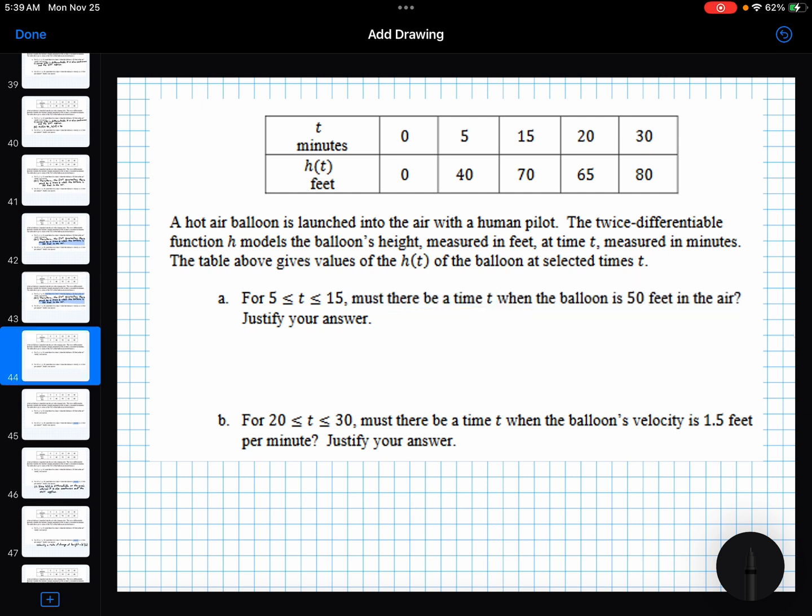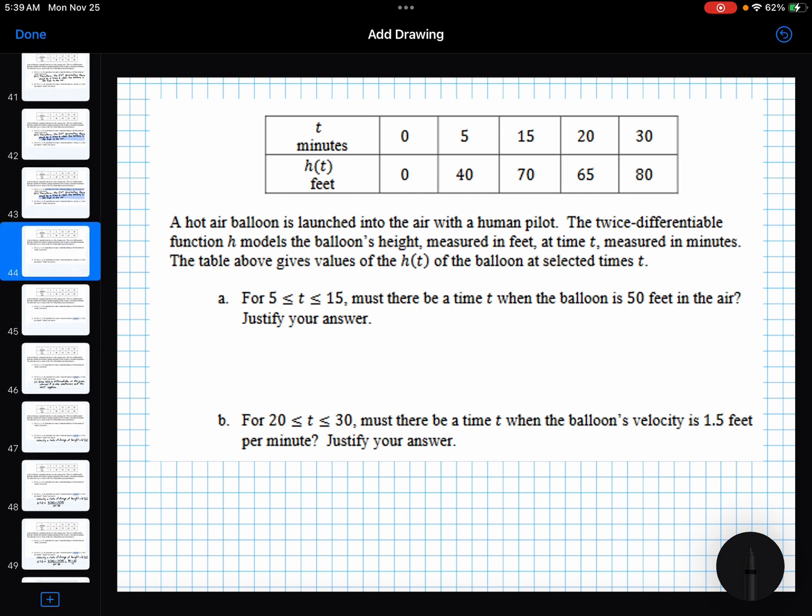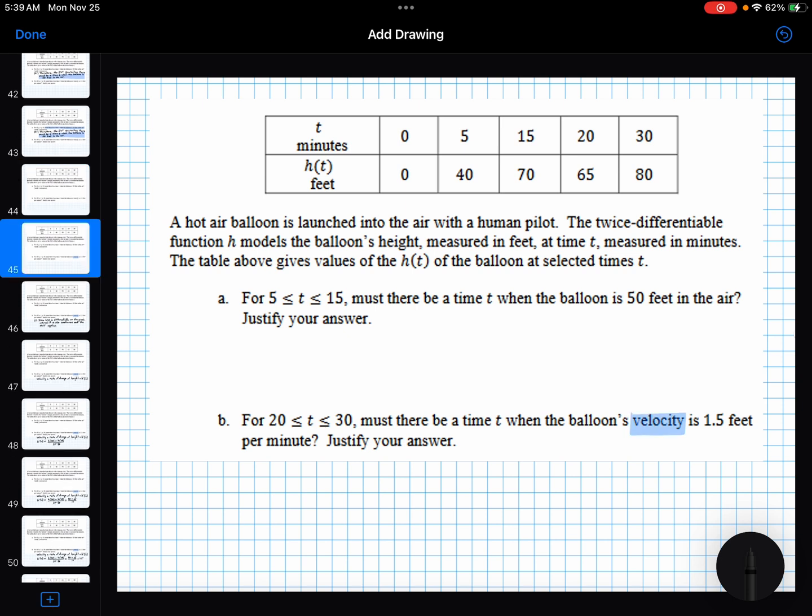All right, for part B now, again, on a closed interval, slightly different this time, we're from 20 to 30. Must there be a time t when the balloon's velocity is 1.5 feet per minute? Again, they're very, very good with the College Board questions at masking what it is that they're asking you, and you have to be really good at deciphering the clues. When they say the balloon's velocity there, they're talking about the rate of change of the height.